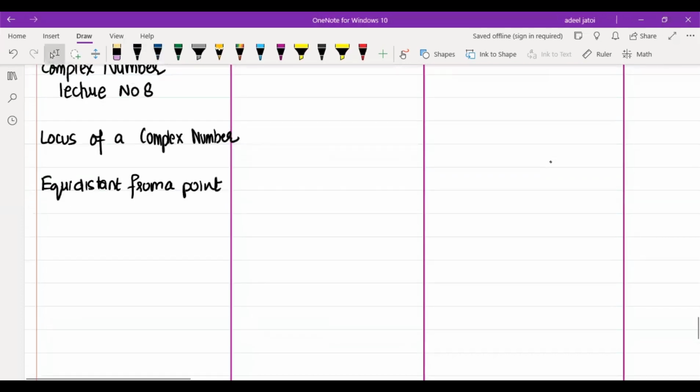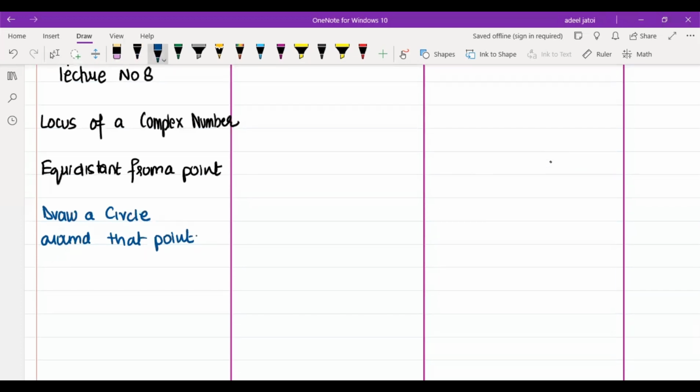It means draw a circle around that point. Draw the circle around that point. Example, 2 centimeter away from a point.